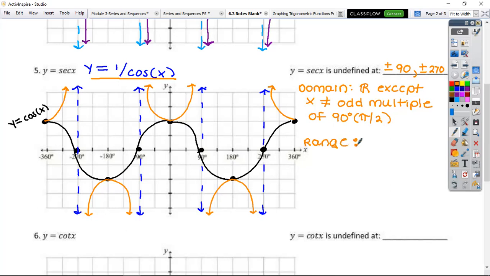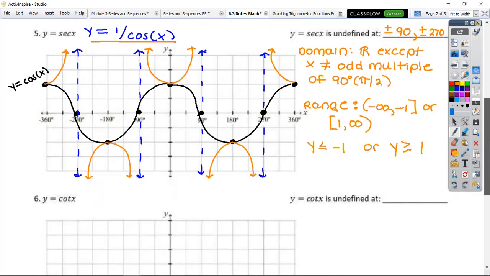I think I did interval notation first on the other one. So my range is from negative infinity all the way up to -1, and then it jumps, picks back up at 1, and continues to infinity. So that's option number 1. Option number 2, I can say y is less than or equal to -1, or y is greater than or equal to positive 1.